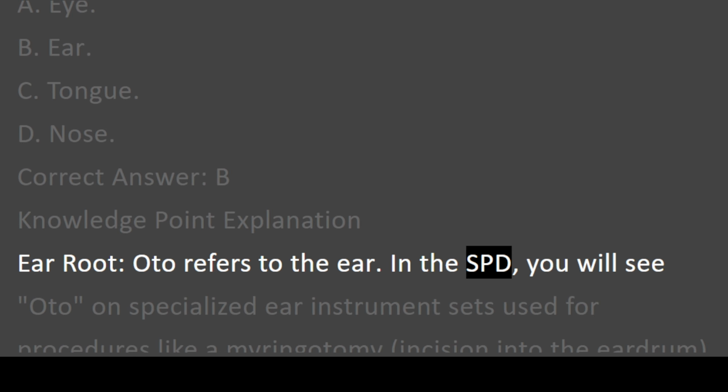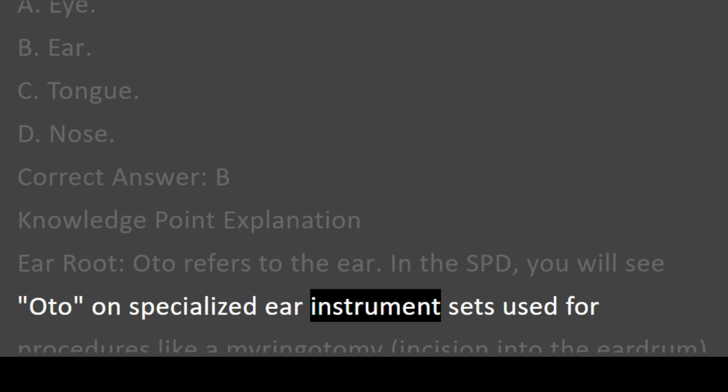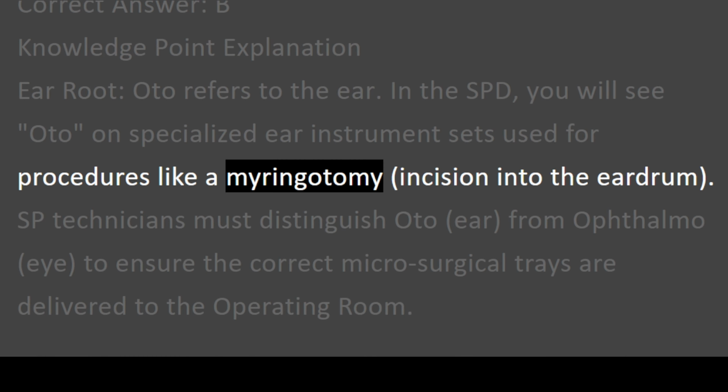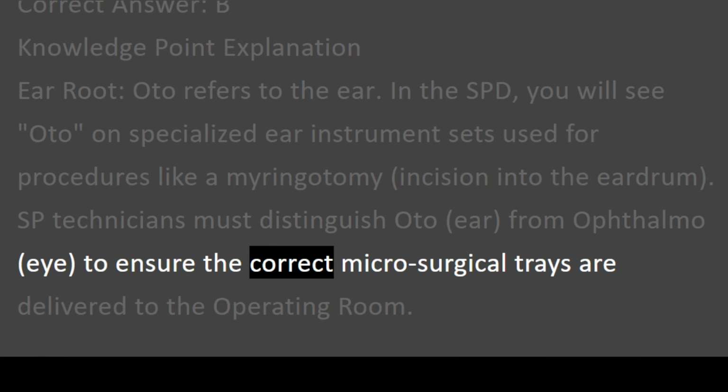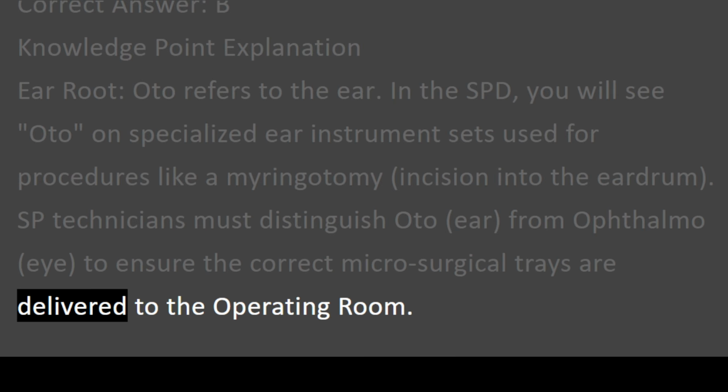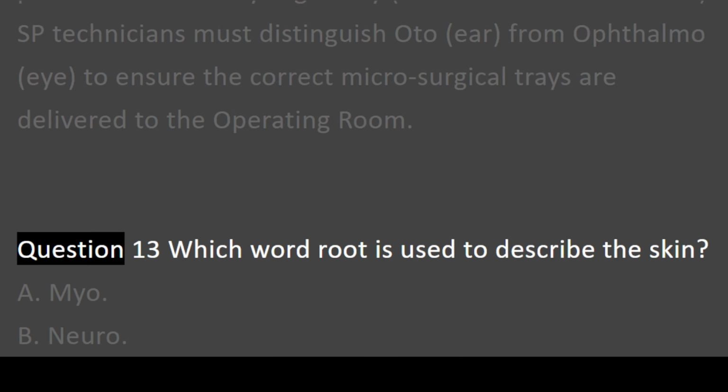In the SPD, you will see oto on specialized ear instrument sets used for procedures like a myringotomy, incision into the eardrum. SP technicians must distinguish oto, ear, from ophthalmo, eye, to ensure the correct microsurgical trays are delivered to the operating room.